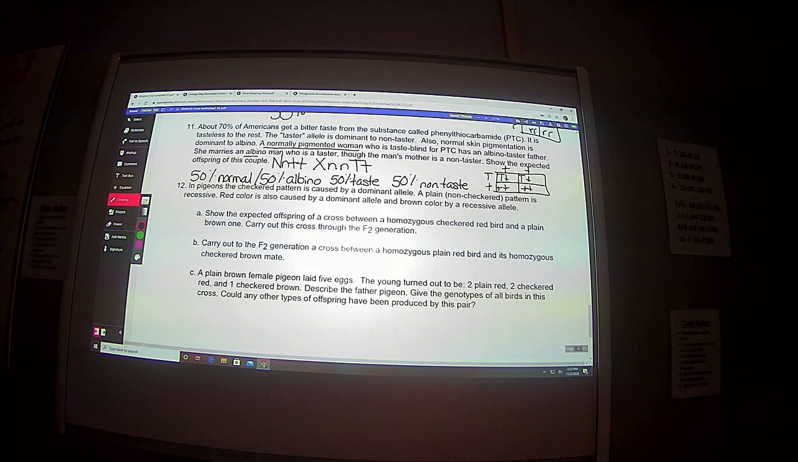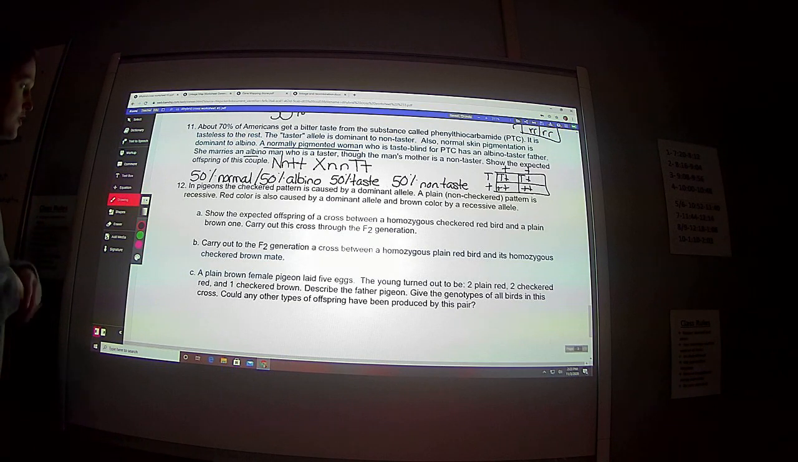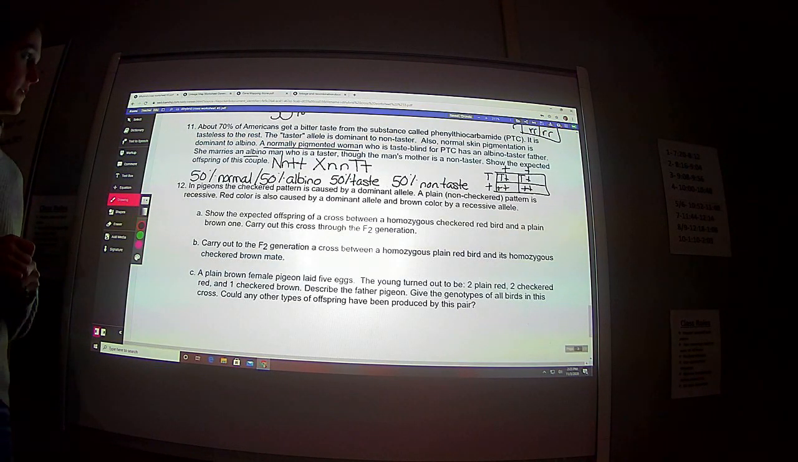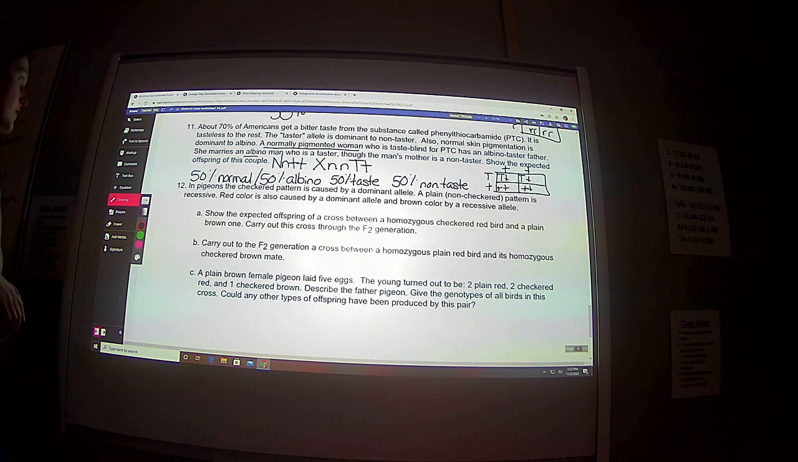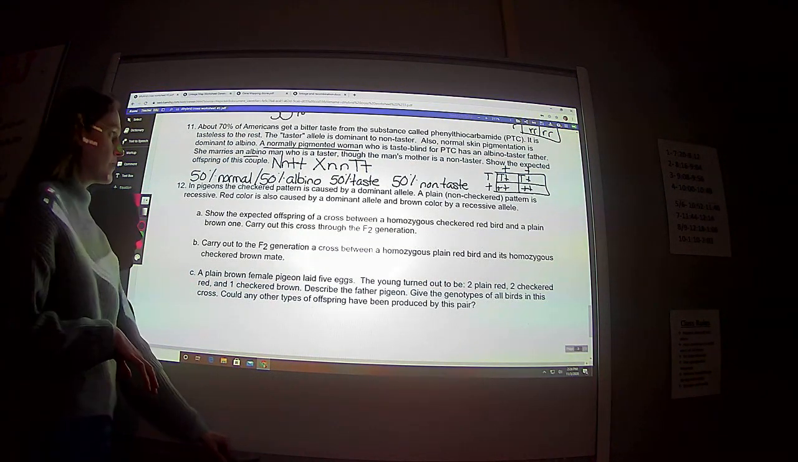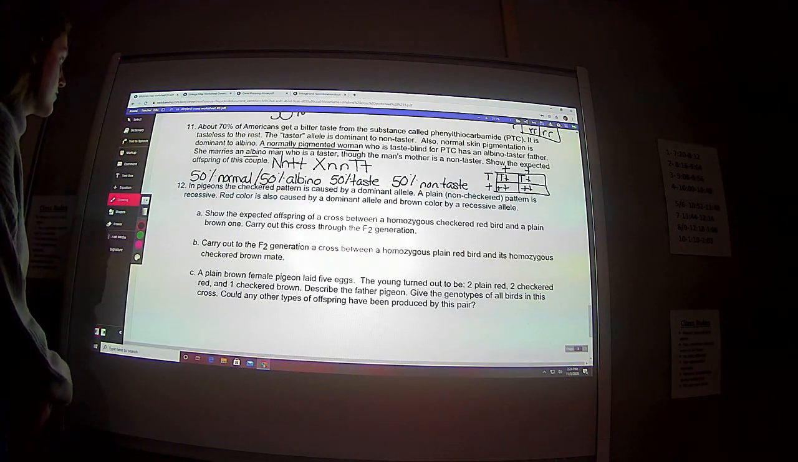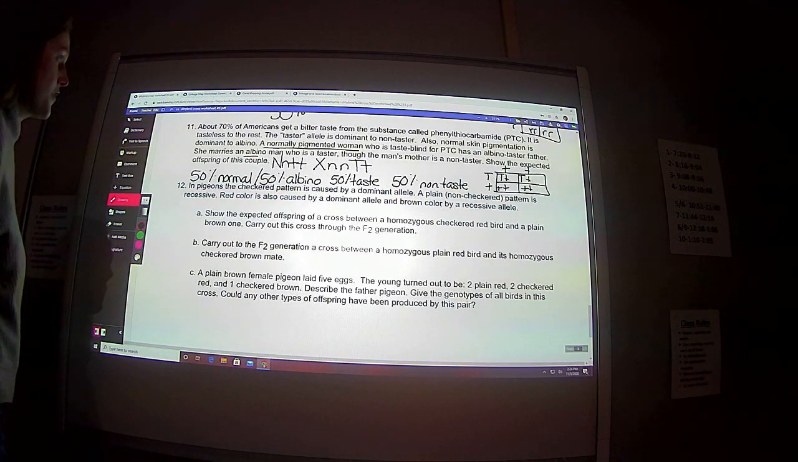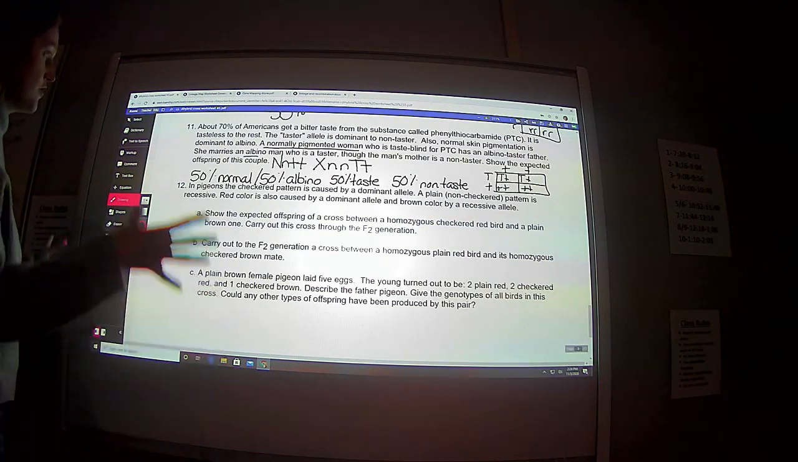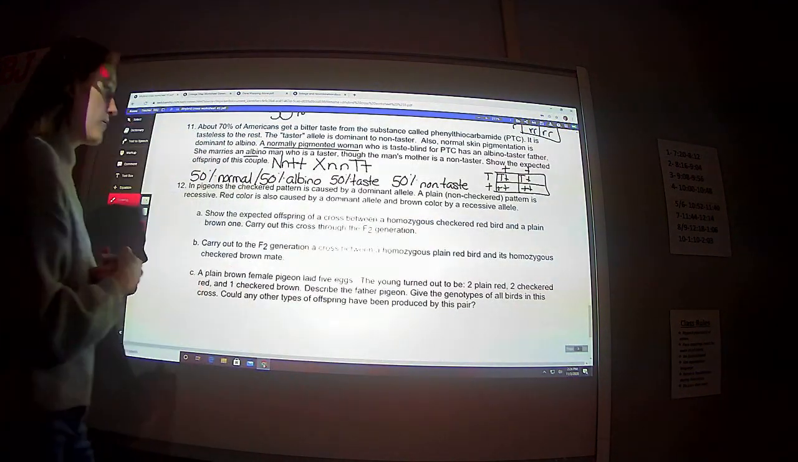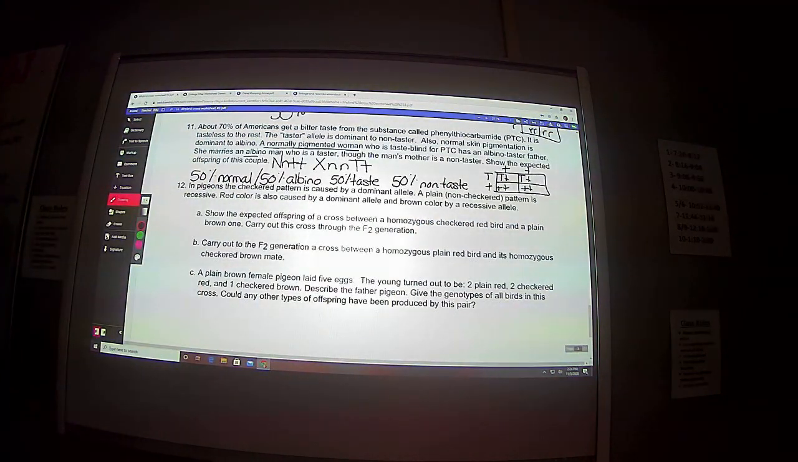All right, so that's about it. I'm going to have you guys do number 12 on your own. Just so you know what you're looking for, it says in pigeons, the checkered pattern is caused by a dominant allele. A plain, non-checkered pattern is recessive. Red color is also caused by a dominant allele. Brown is caused by a recessive allele. So you're showing an expected offspring of a cross between a homozygous checkered red bird and a plain brown one. So you're going to do this first cross here and carry this cross through the F2 generation.